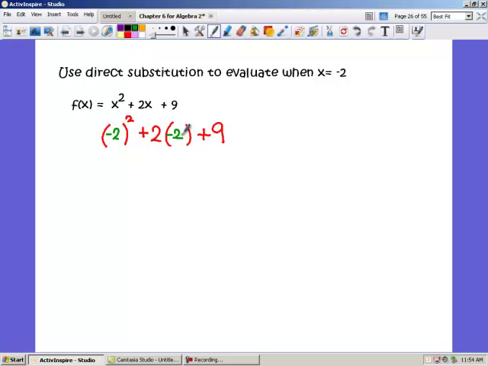And now we need to evaluate this. So -2 squared is a +4. 2 times -2 is -4. And then we have +9. Okay, so we have 4 plus a -4, that cancels out to 0, plus 9 is 9. So there's the answer.